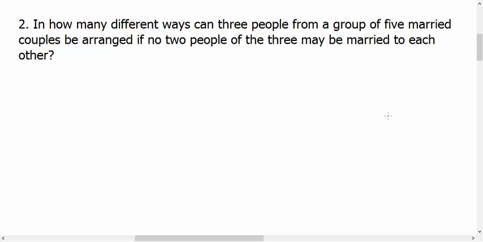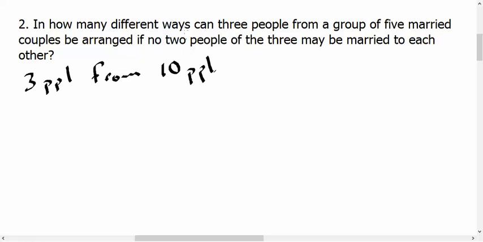the constraints are. It says, in how many different ways can 3 people from a group of 5 married couples, okay, so we're choosing 3 people from a group of 5 married couples. Let's write that. So we're choosing 3 people from a group of 5 married couples. Well, 5 married couples, that's going to be 10 people in all. That seems like it's going to be important somewhere. So we've got 3 people from 10 people.